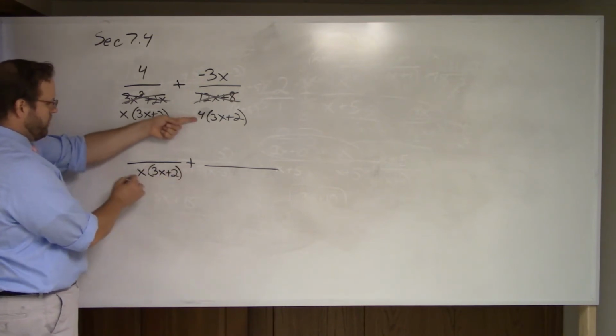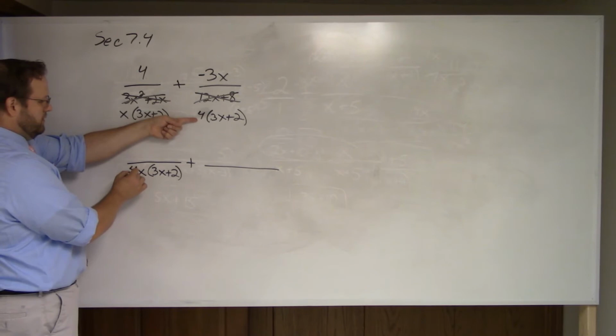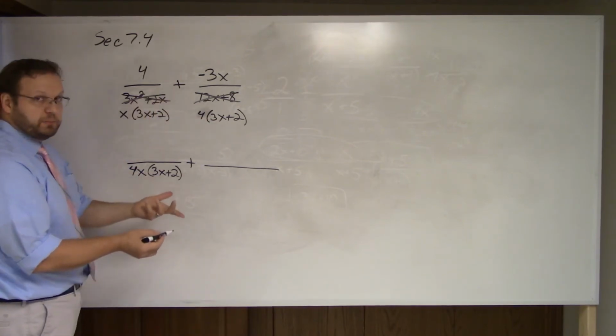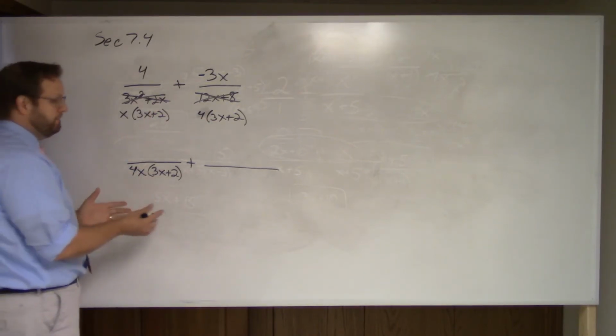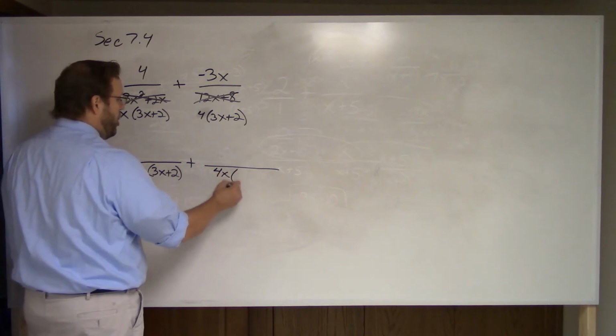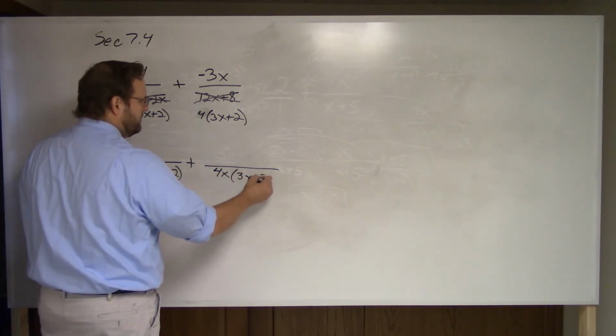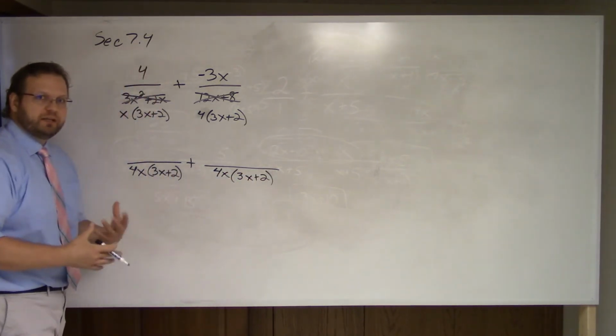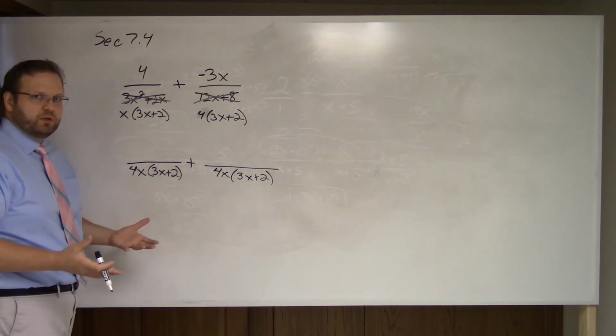I see a 4. I'm going to put that out in front. And then I already have the 3x plus 2. So there's my LCD. And again, all I did was say, what do I see? I didn't try and do anything fancy. I just listed what's in there.